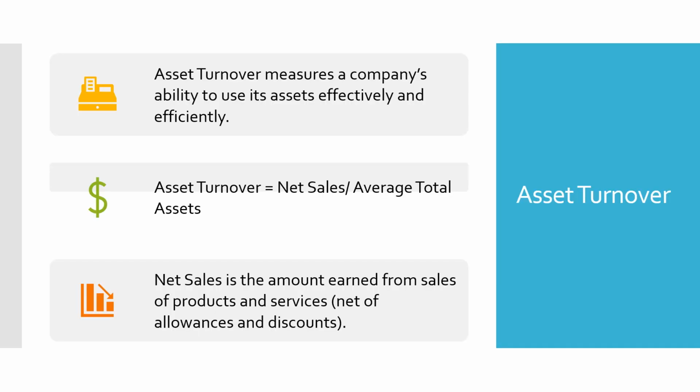Next, we're going to take a look at the asset turnover. Asset turnover measures the company's ability to use its assets effectively and efficiently. We can calculate asset turnover by taking net sales and dividing by the average total assets. We know that net sales is the amount earned from sales of products and services, net of allowances and discounts. We've looked at Walgreens' income statement in the past and seen that they just report net sales under the caption sales.